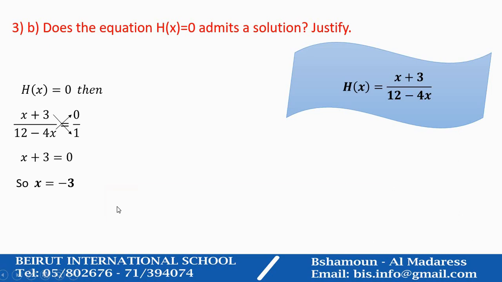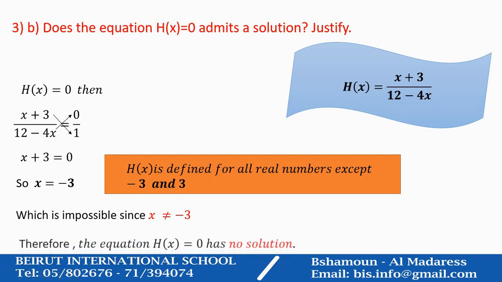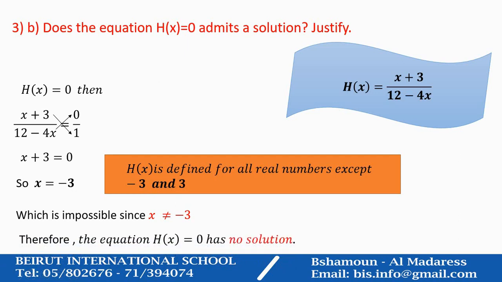But wait, guys, h of x is defined for all real numbers except minus 3 and 3. Do you remember the domain of definition of h of x? So x equal to minus 3 is a value excluded from the domain of definition, therefore it is impossible. So the equation h of x equal to 0 has no solution. Does the equation h of x equal to 0 admit a solution? No, the equation has no solution because minus 3 is excluded from the domain of definition of h of x.